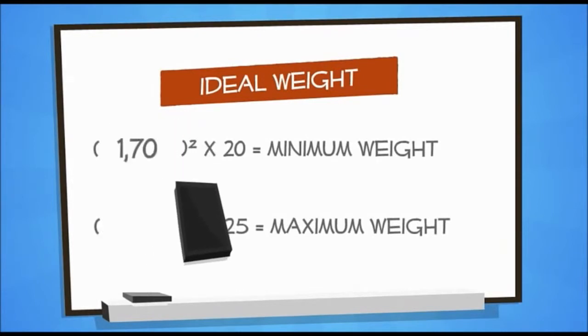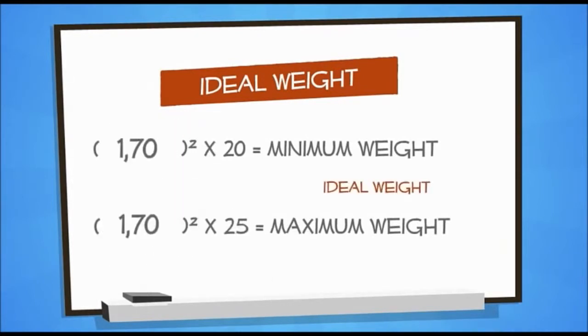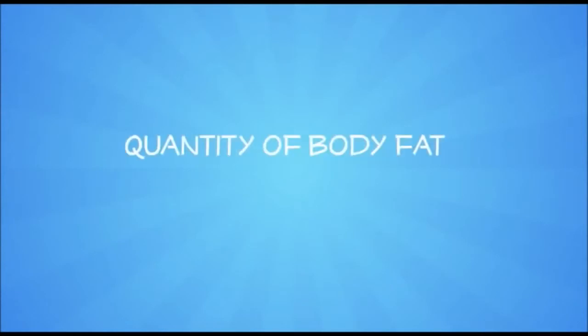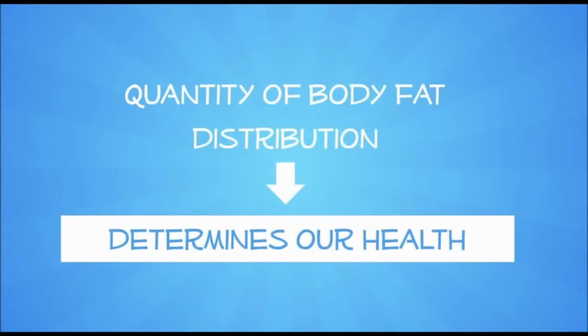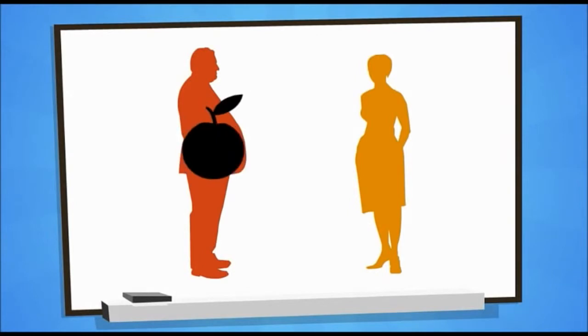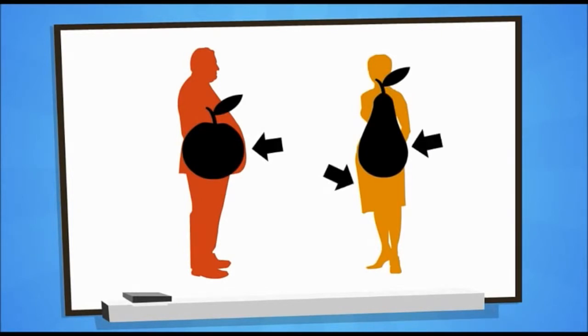Imagine that you are 1 meter 70 tall. Then your ideal weight lies between 57.8 kilograms and 72.2 kilograms. In addition to the quantity of body fat, the distribution of it also determines our health. Fatty tissue can be concentrated in different parts of the body. So someone with a round shape, or rather lots of tummy fat, has a higher health risk than someone who is pear-shaped, where the fat is concentrated more on the thighs and hips.